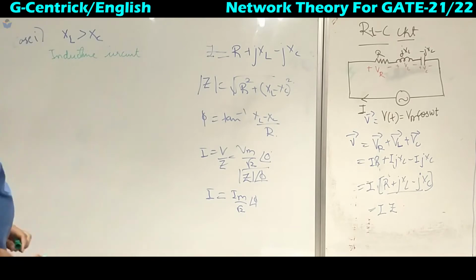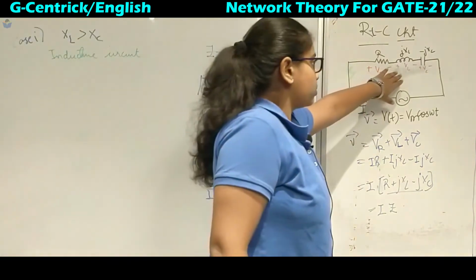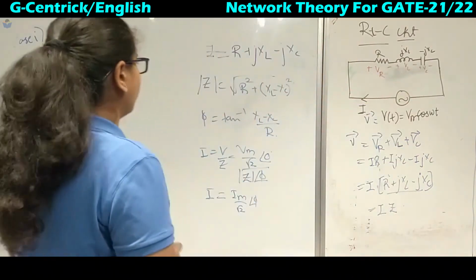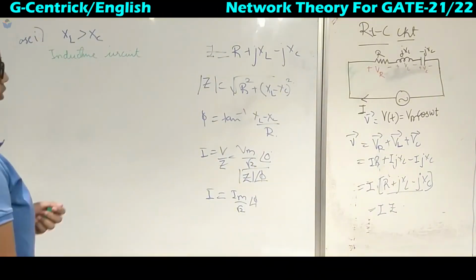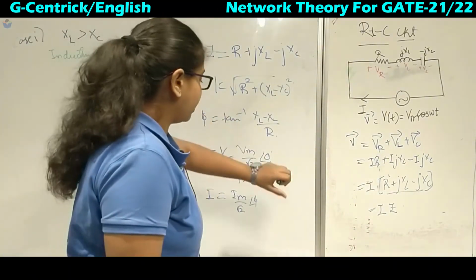Okay, the dominant will be the inductor. So the dominance will be of the inductor. So this is an inductive circuit. Now what are all the changes that we will get?